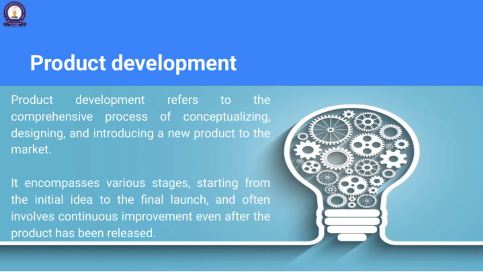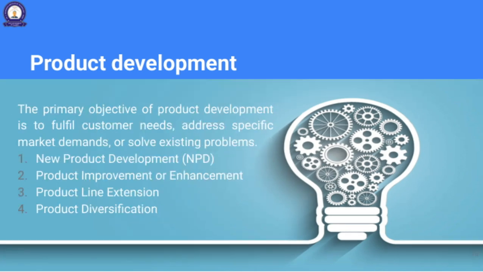The primary objective of product development is to fulfill customer needs, address specific market demands, or solve existing problems. Essentially, we're focused on creating products that make a real difference for our customers and stand out in the marketplace. When we talk about new product development, or NPD, we're referring to the process of bringing entirely new products to life that can meet these needs.